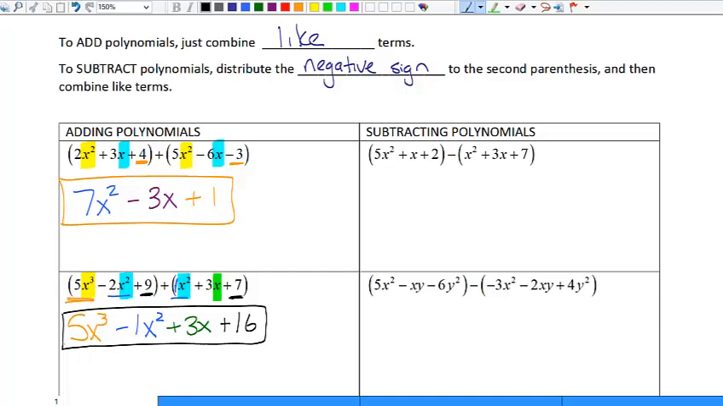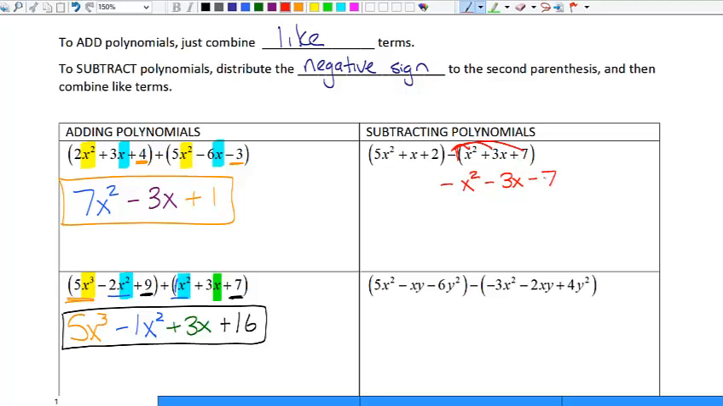Excellent. Now let's try some subtracting. To subtract, you need to distribute the negative sign to the second parentheses and then combine like terms. Some students find it helpful to think of there as like a negative 1 in front here. I want you to distribute the negative sign to get rid of the parentheses there. That gets me negative x squared minus 3x. Negative 1 times a positive 3 is negative 3x. Negative 1 times a positive 7 is a negative 7.